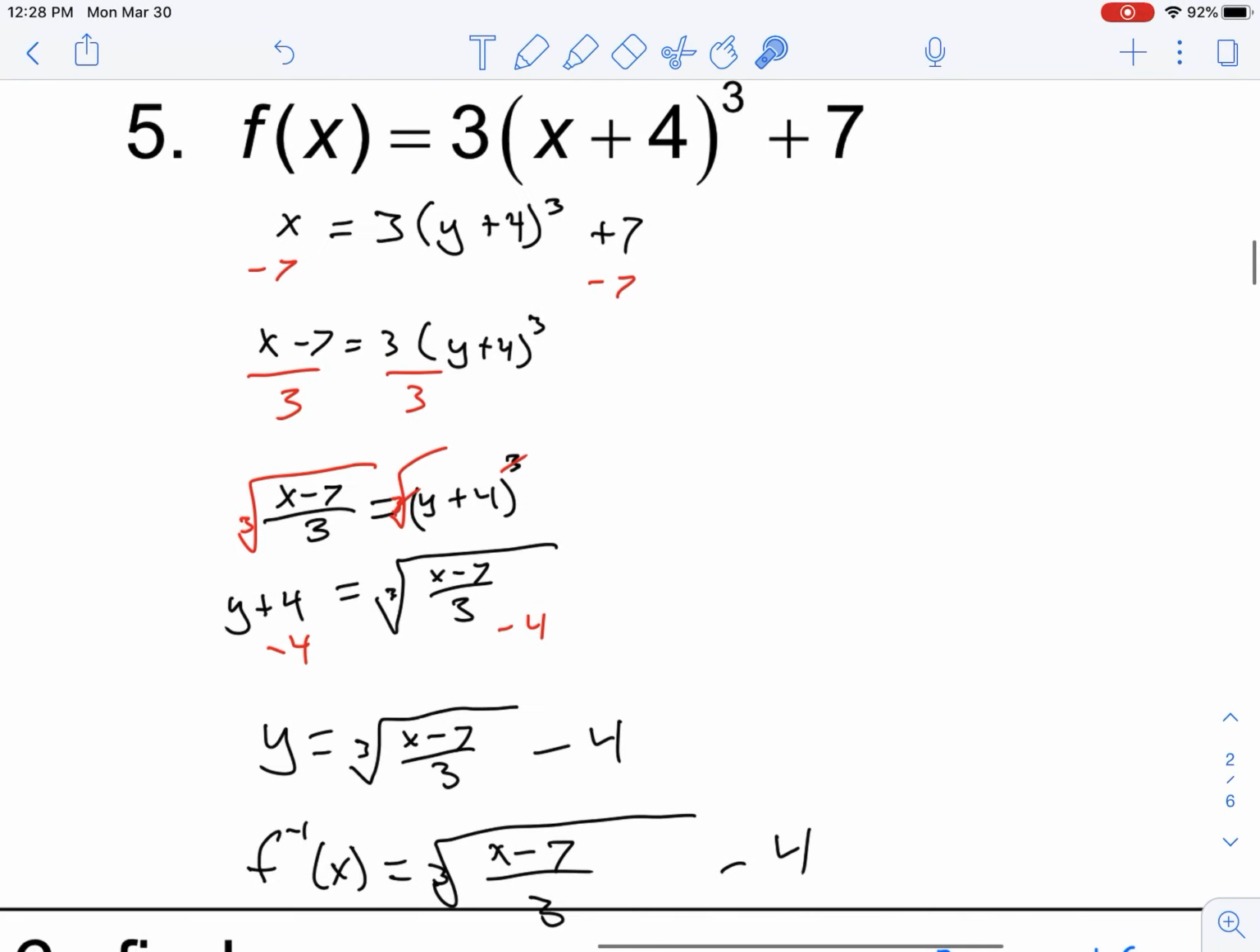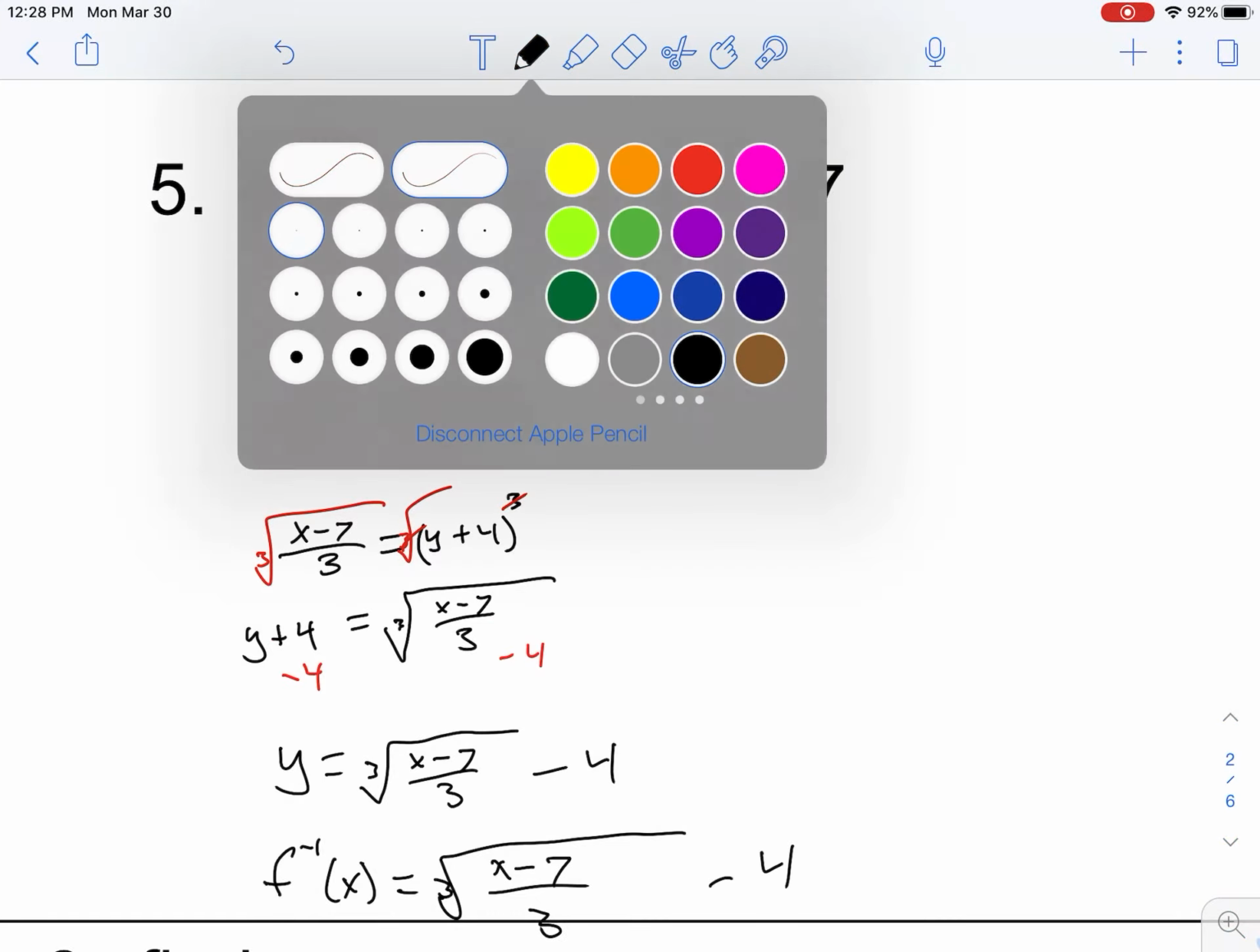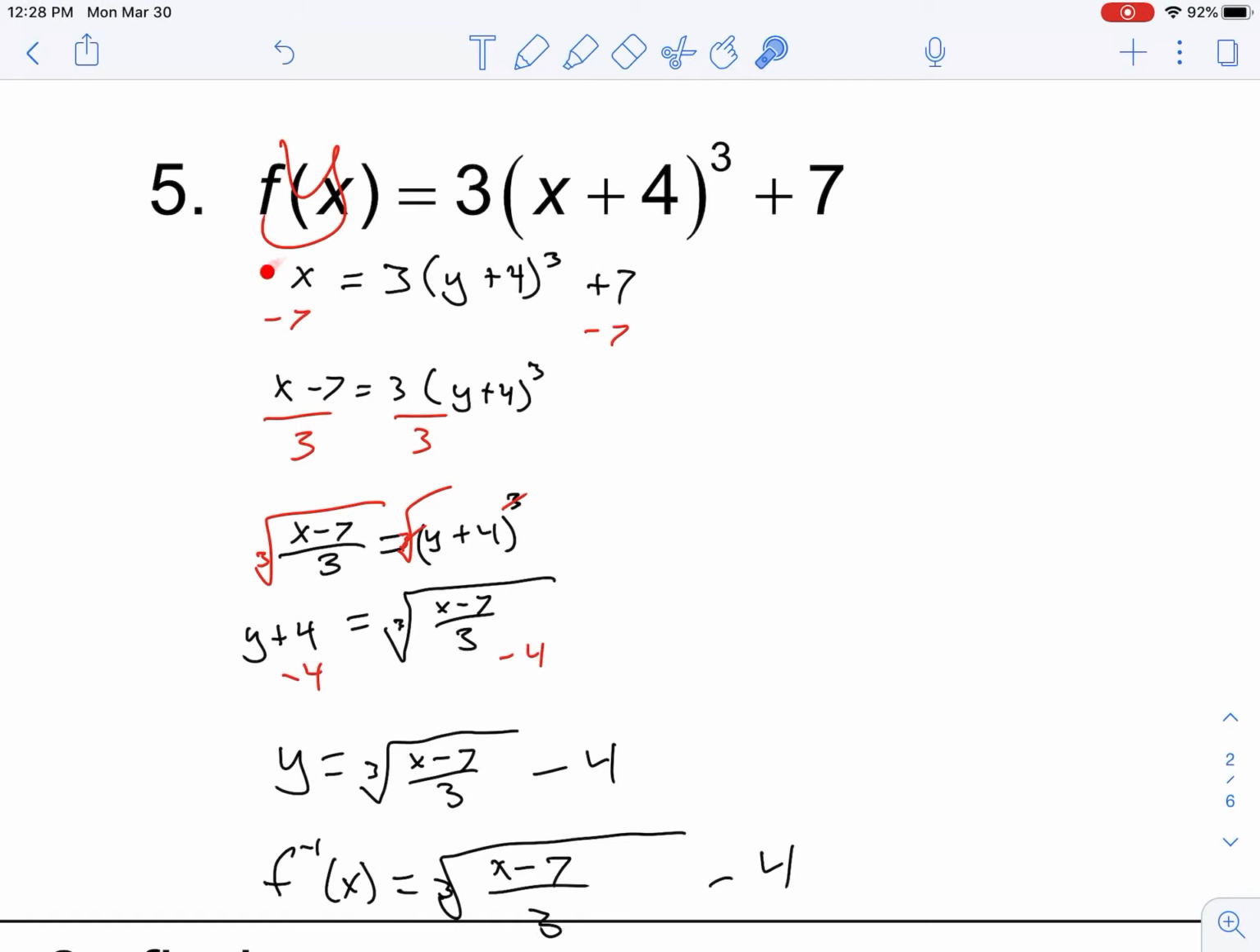For number 5, same process. We're replacing this with y, and then we're switching our x and y values. So x and y are now over here. We need to get this by itself. So I subtract 7 from both sides first. It gives me x minus 7 equals 3 times y plus 4 to the 3rd power.